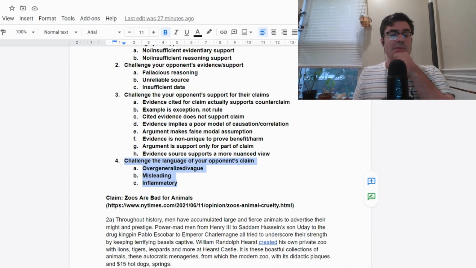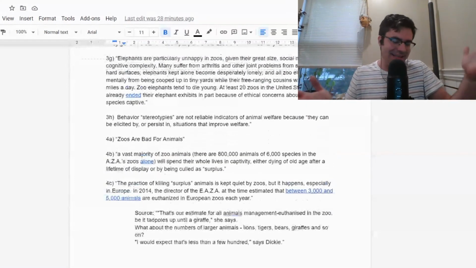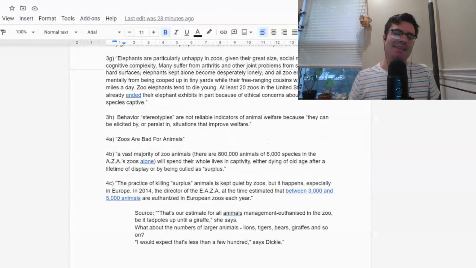The language might be misleading or it might be inflammatory. So let's look at a few examples of this. I mean, are these really examples? We could give a more generous interpretation. But here, zoos are bad for animals.